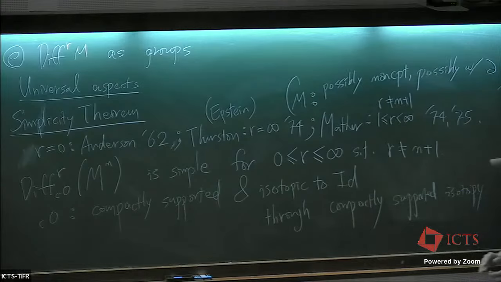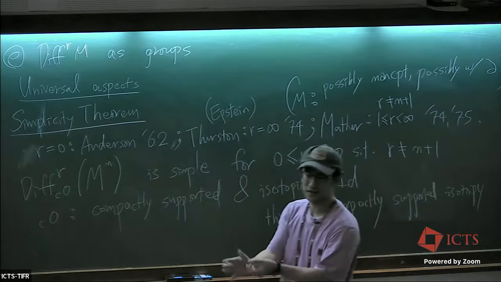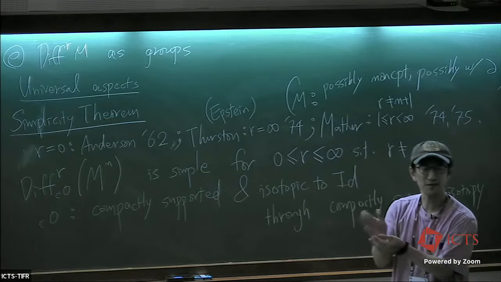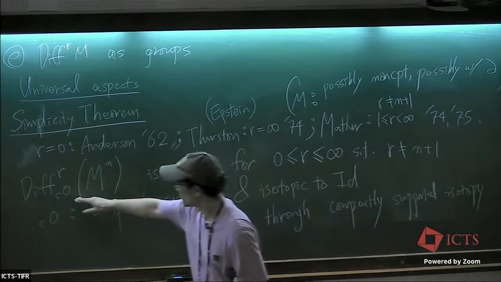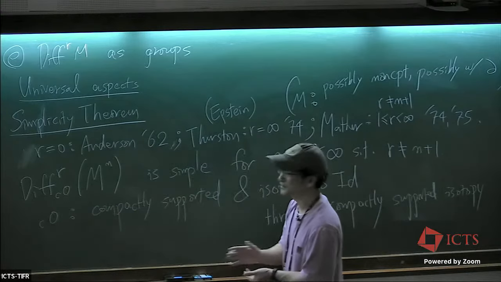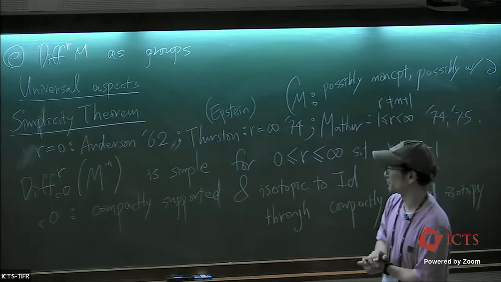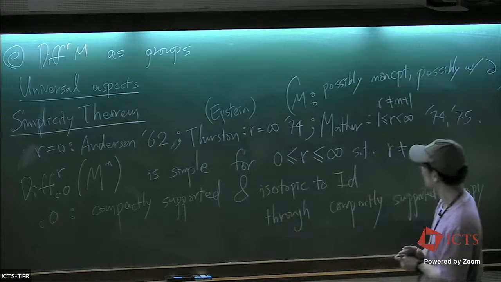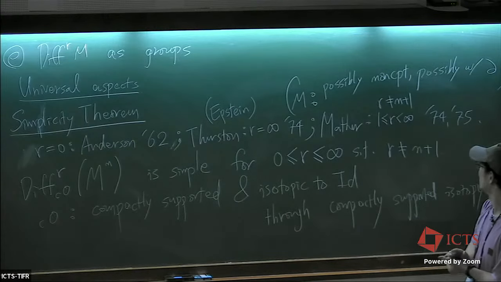So this is certainly a normal subgroup, right? If M is not compact, if you collect all the compactly supported ones, then it's trivially a normal subgroup. And isotopic to the identity, the same. So C0 is a normal subgroup, but it's saying that it's minimal. There are no smaller normal subgroups, and it becomes simple. So in some sense, these groups are very big. And the r equals n+1 case is still unknown.